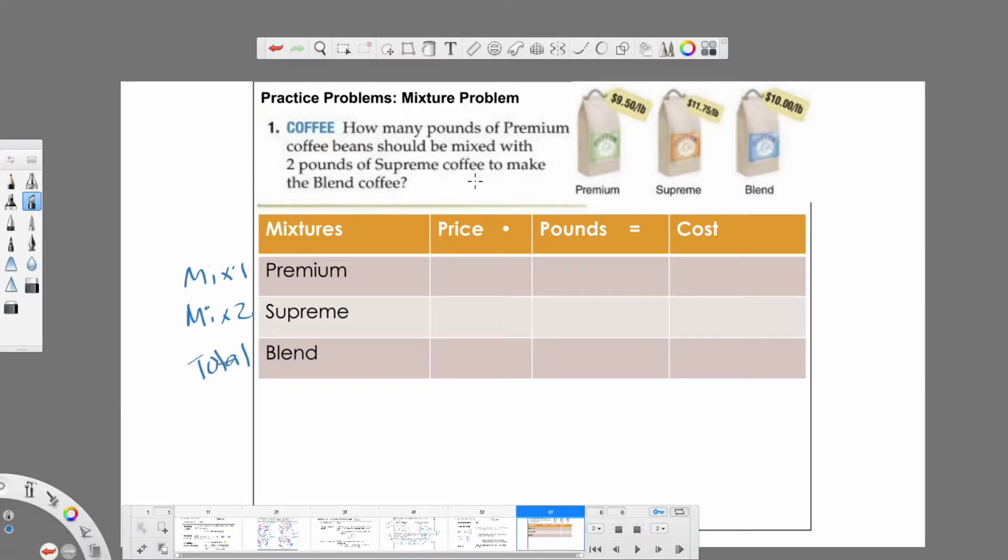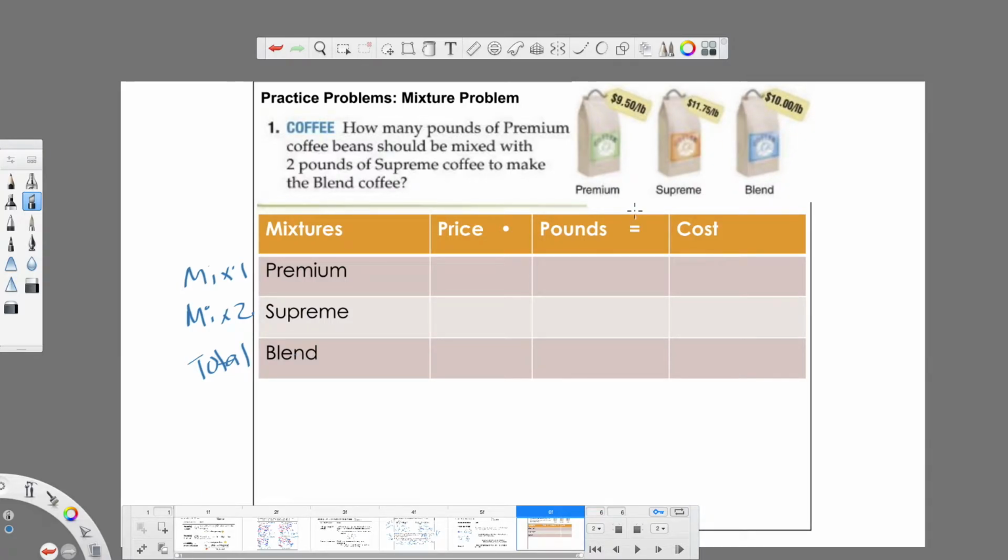So in this problem, they don't really give us a lot of information, but they give us these visuals over here. So we know premium is $9.50 per pound. Supreme is $11.75 per pound. And the blend they sell for $10 per pound.